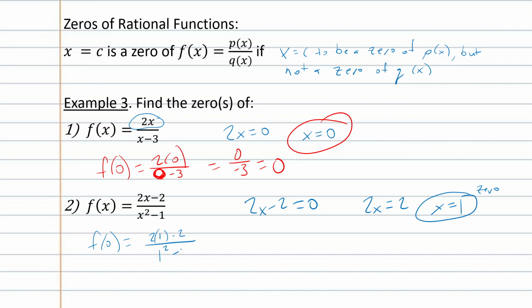So I'm looking at 1 squared minus 1. If I go through this, 2 times 1 is 2, minus 2. 1 squared is 1, so I have minus 1. 2 minus 2 is 0. 1 minus 1 is 0. Uh-oh, we have a problem, Houston. We have a 0 in the denominator.